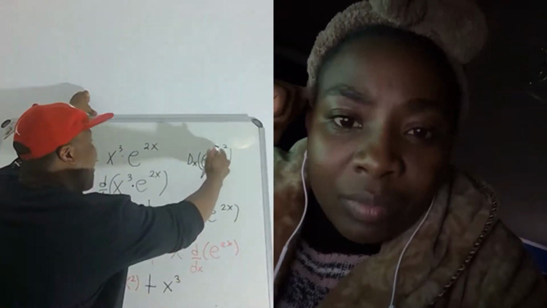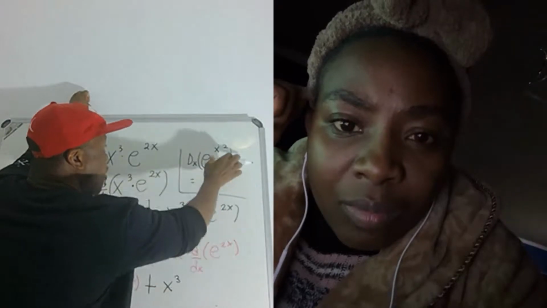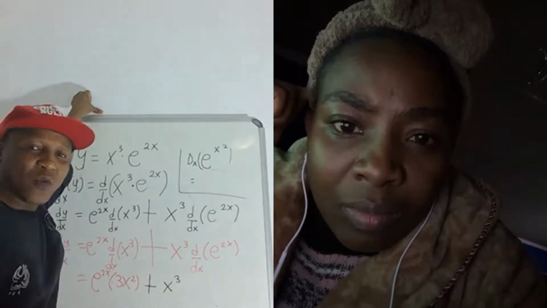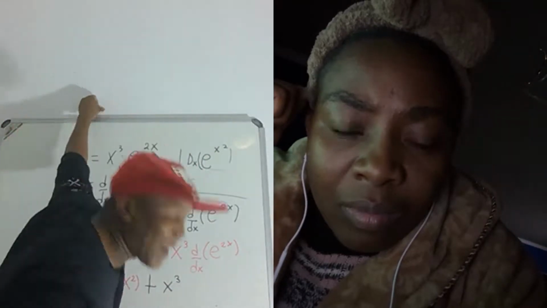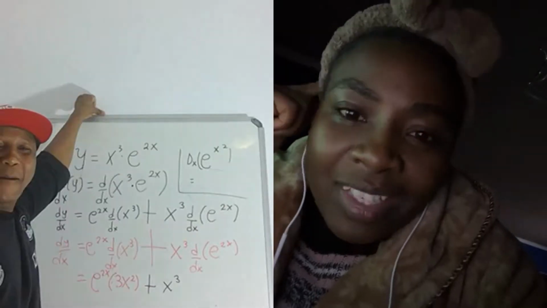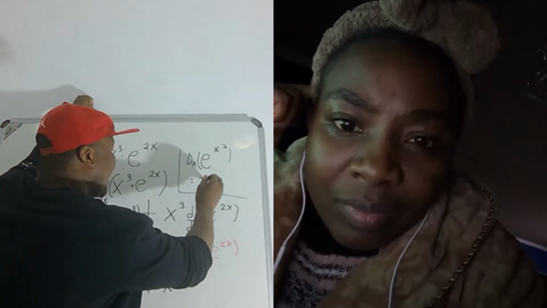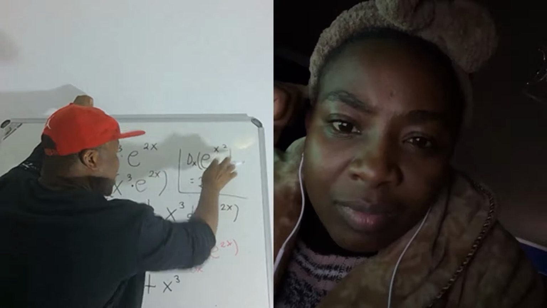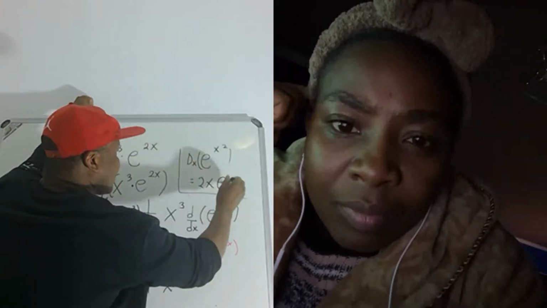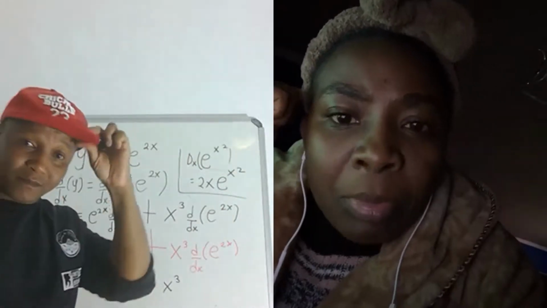When you differentiate e to the power of anything, the answer is going to become an e. Only differentiate what you have on top. Don't worry about the e. When you differentiate x squared, what do you get? 2x. So you take that 2x, write it at the back, behind e, and then write exactly what you have here. That's how you differentiate e.